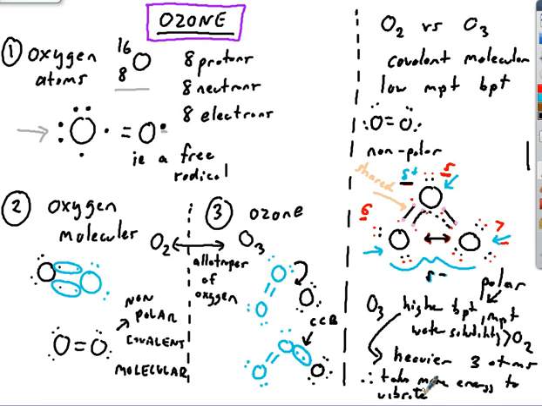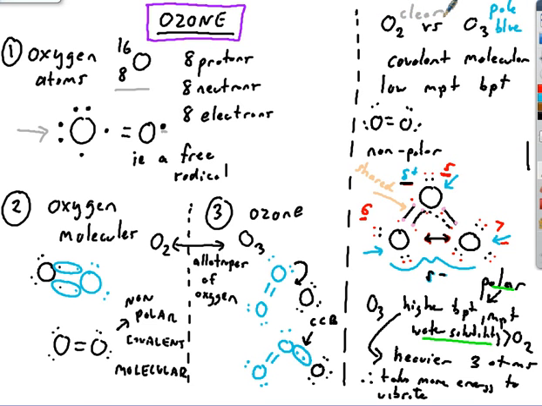But at the end of the day, the polarity is the only way to explain why it's got higher water solubility than oxygen. It's got a few other features compared to oxygen. Ozone is actually a slightly pale blue, whereas oxygen itself is clear.